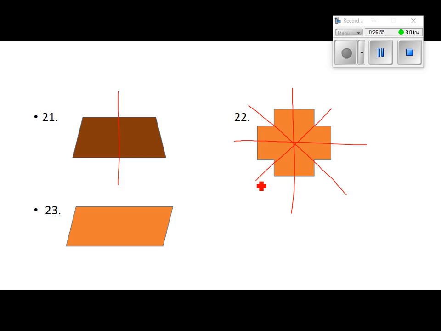How many on this one? None. Even if I draw it this way, that's not a line of symmetry? Nope. This triangle's the same as that triangle. Yeah, but it's not going to match up.